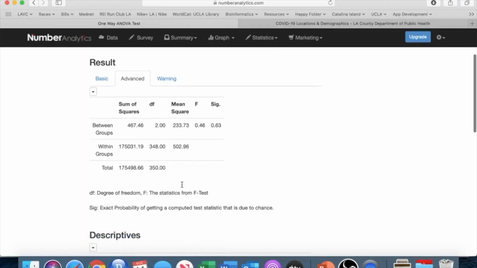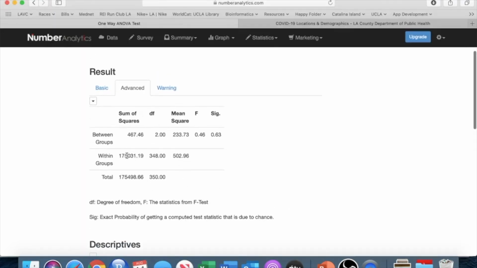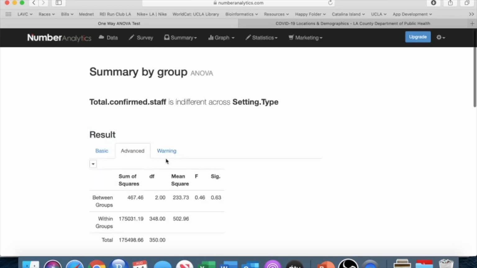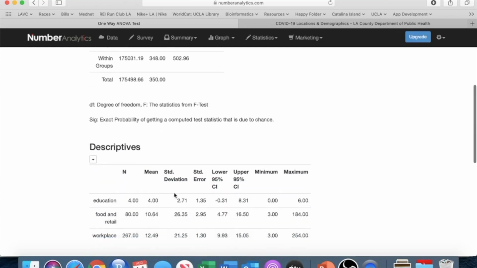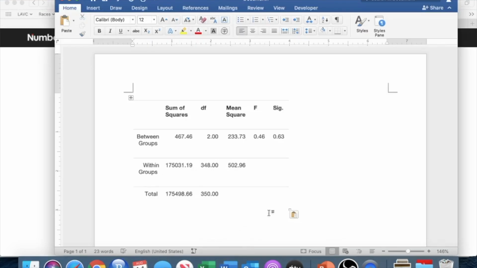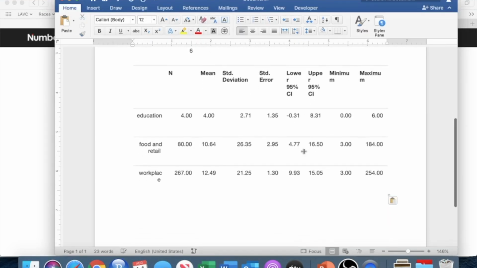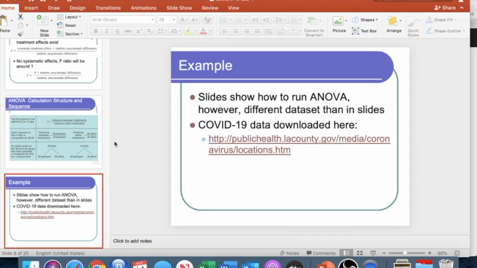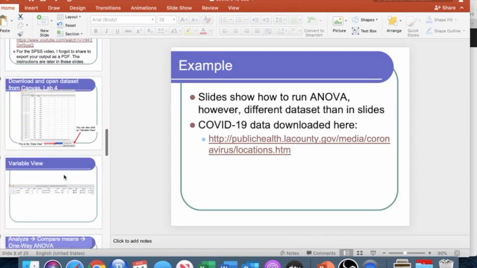Okay. So I want you to copy this sum of squares, and then I also want you to copy these descriptives. Square. And that should be enough. And then let's go over the write up.